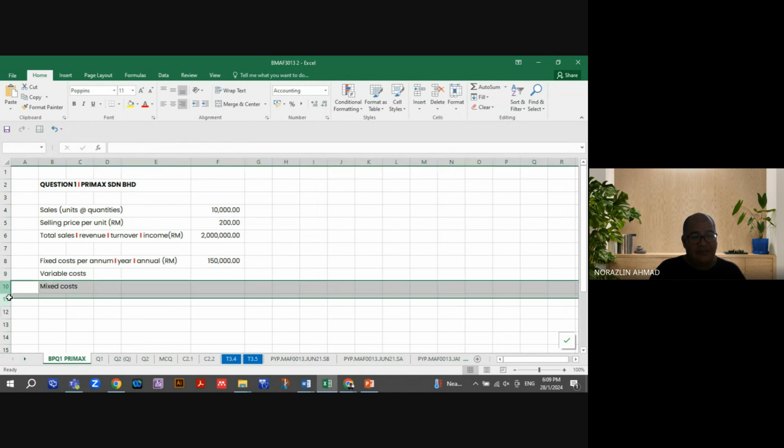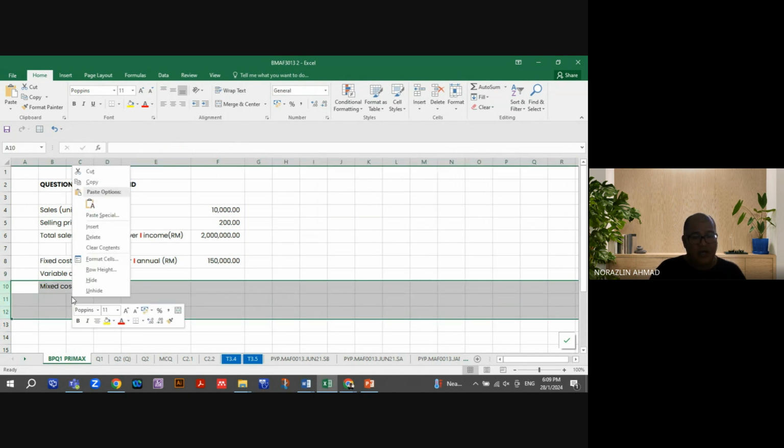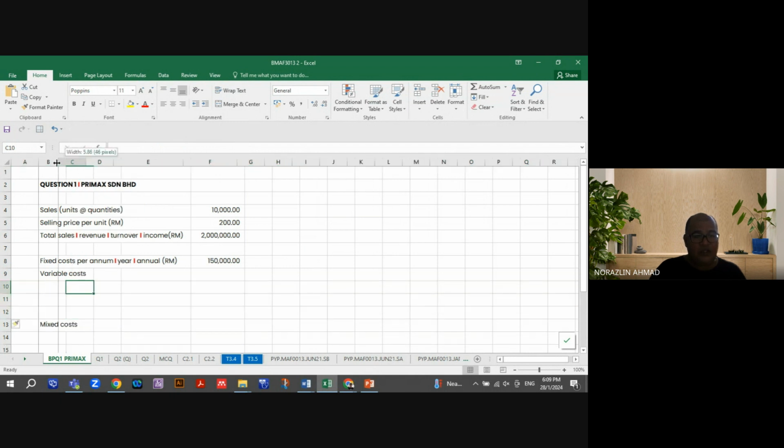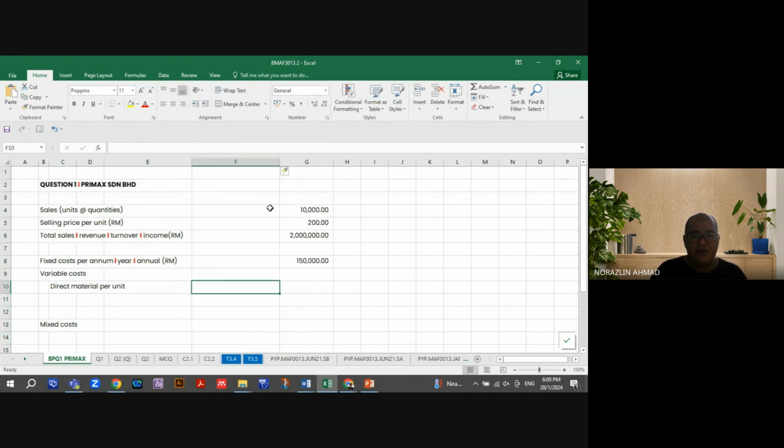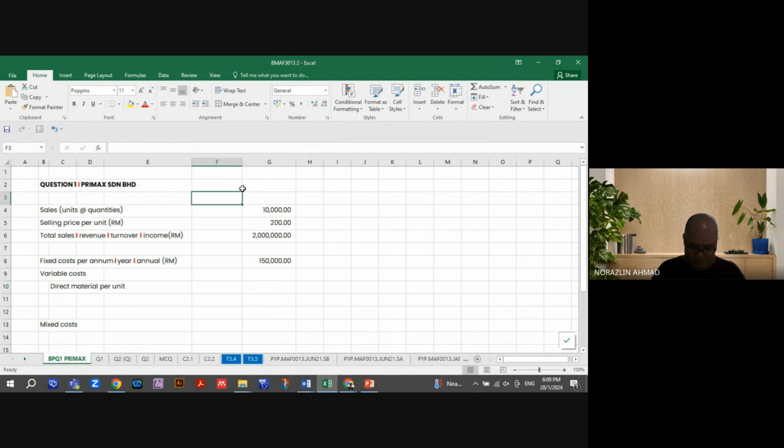Then we have variable cost. We split it into 3 items. The first one is direct material per unit. I'll give you this one too, easier for you. This one is per unit, and this one is per annum, because the question used per annum, so we put per annum.